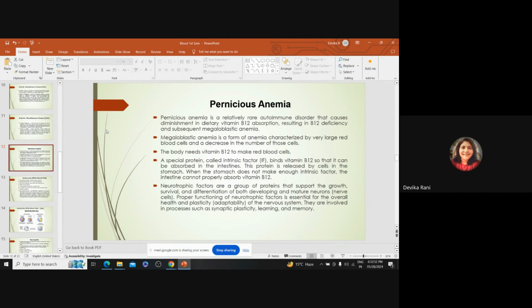So even nerves need vitamin B12 to function properly. So if vitamin B12 is not present, neither are your red blood cells being produced in the right quantity, and your nerves are also being affected.